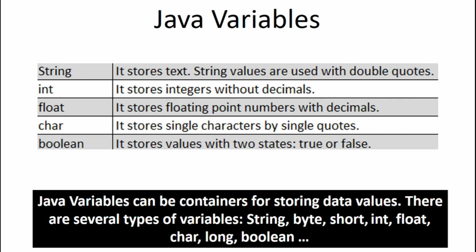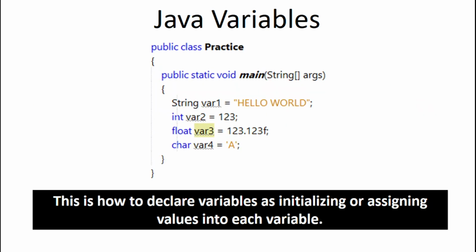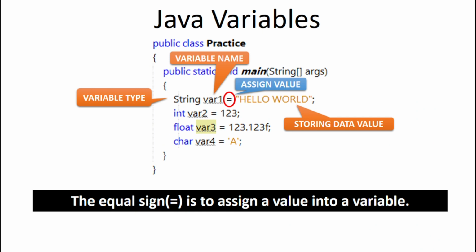Java variables can be containers for storing data values. There are several types of variables: string, byte, short, int, float, char, long, and boolean. This is how to declare variables, initializing or assigning values into each variable. This equal sign is to assign a value into a variable.